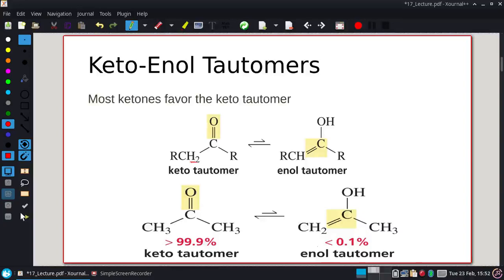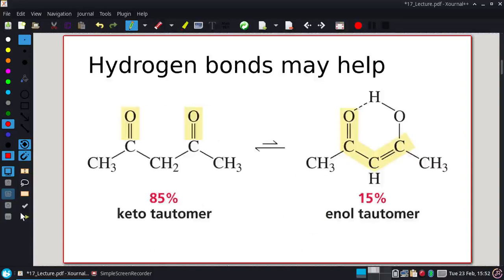Now, for the most part, it's safe to say if you have this little tautomerization going on, it's going to favor the keto side. The keto is much more stable than an ene with an OH right near it. Now, there are some exceptions or things that shift it towards the enol part.